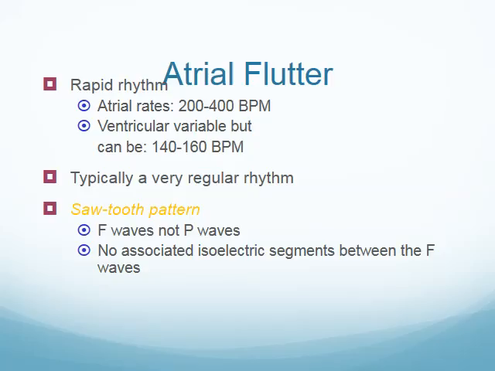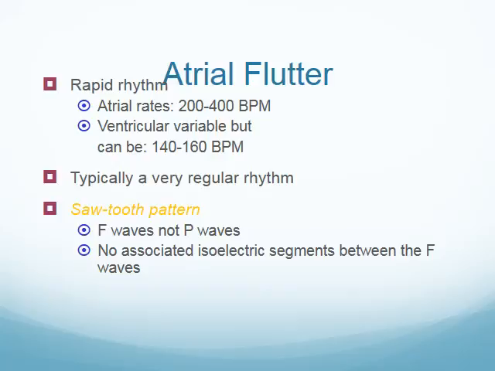The next rhythm we're going to talk about is atrial flutter. Atrial flutter is a rapid rhythm with a rapid atrial rate, up to 400 beats a minute on that atrial rate. The ventricular rate can be variable between 140 and 160 beats a minute. Typically, it's a very regular rhythm. And this is usually a pretty distinguishing rhythm.